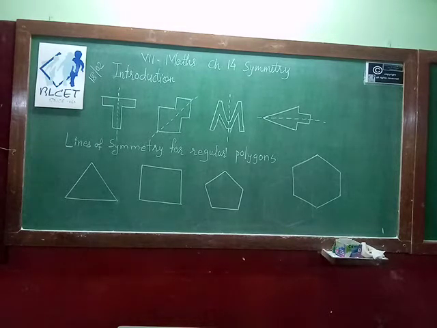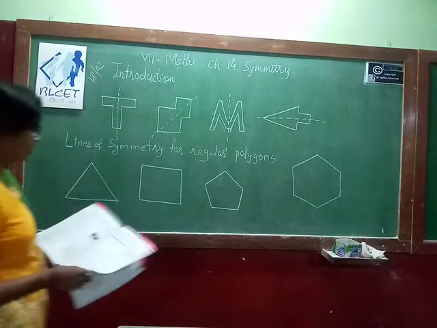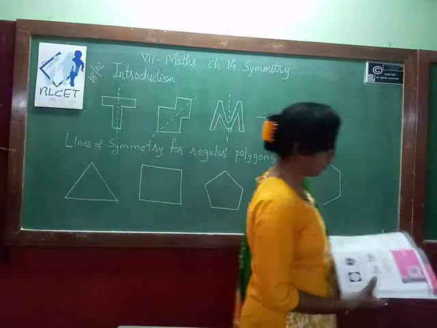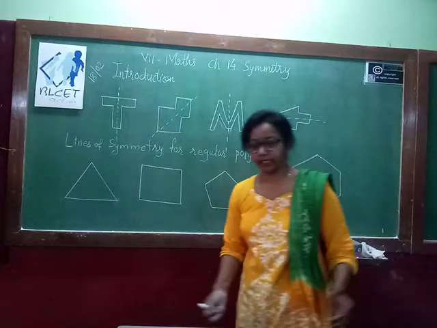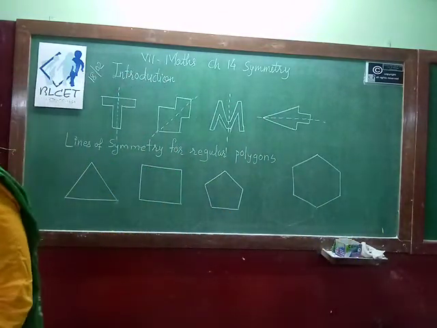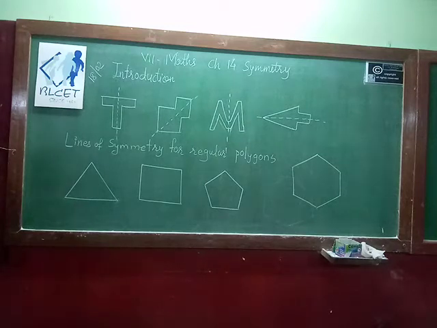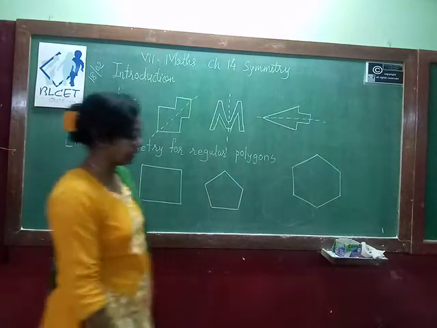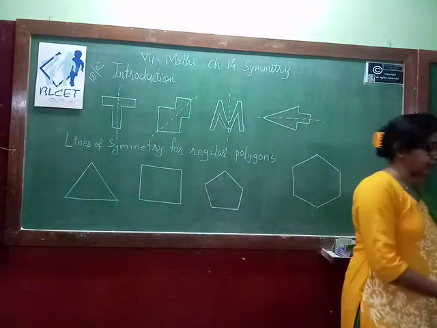Now we discuss chapter number 14, symmetry, as we already completed exercise 13. Already in this chapter, you have learned in lower standard, that is in 6th standard, the concept of lines of symmetry, vertical and horizontal symmetry. This we have already learned. So the introductory part is given.